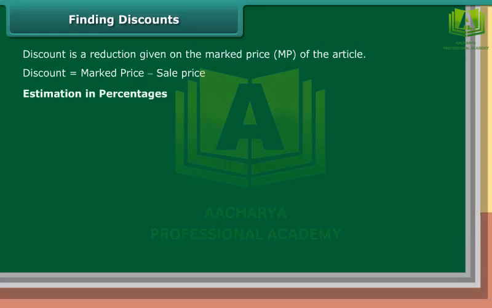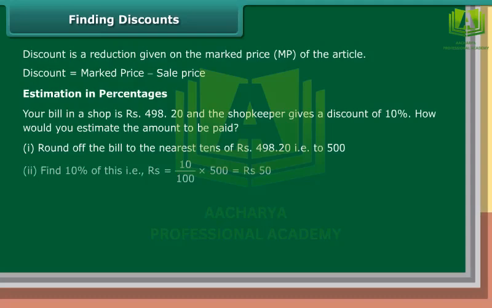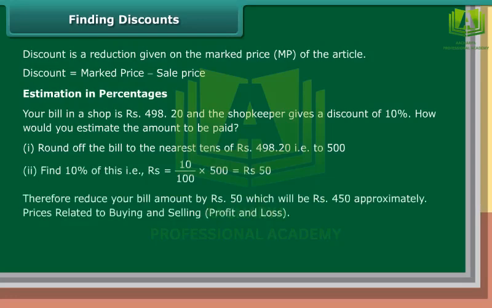Estimation in percentages. Your bill in a shop is Rs 498.20 and the shopkeeper gives a discount of 10%. How would you estimate the amount to be paid? 1. Round off the bill to the nearest tens of Rs 498.20, that is, to 500. 2. Find 10% of this, that is, Rs 10 upon 100 into 500, which is equal to Rs 50. Therefore, reduce your bill amount by Rs 50, which will be Rs 450 approximately.